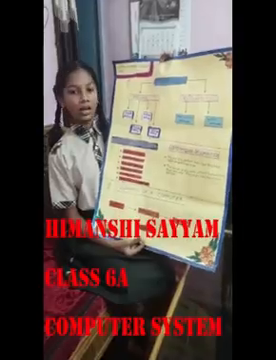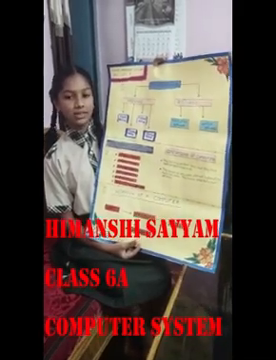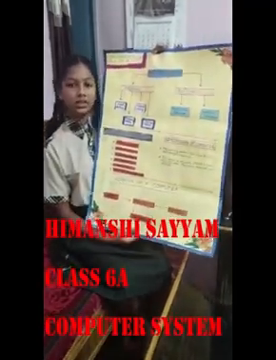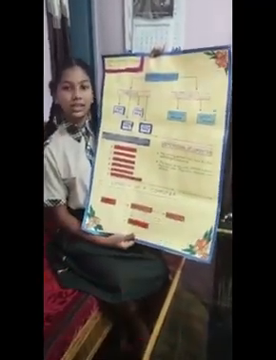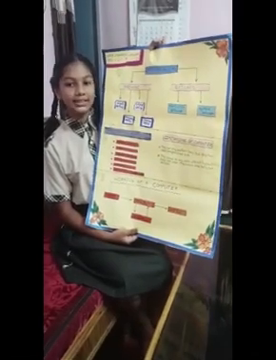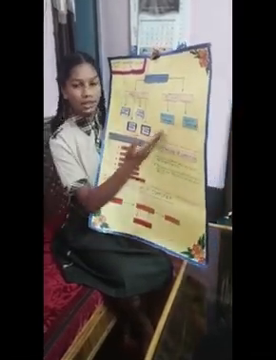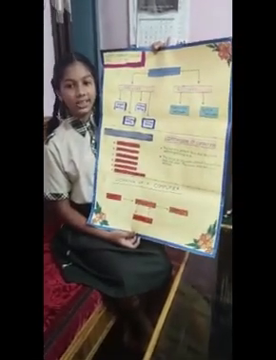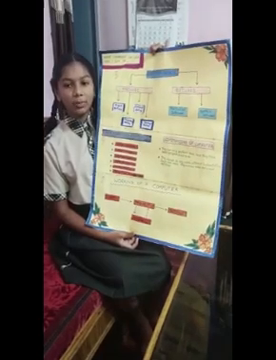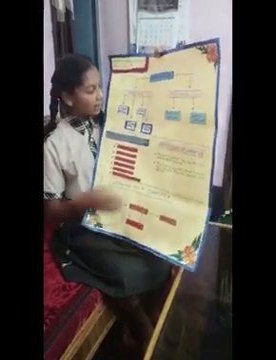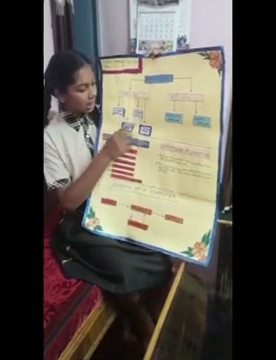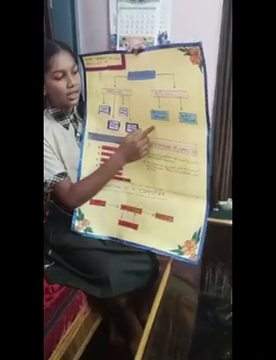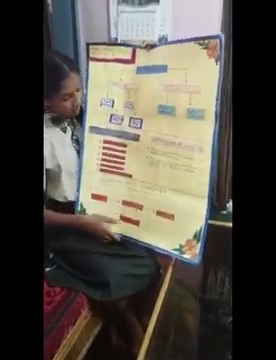Thank you. A computer system consists of two parts, hardware and software. Hardware consists of the physical parts such as keyboard, monitor, hard disk, etc. Software is a set of instructions that tell the computer what is to be performed. Hardware includes input devices, output devices, processing devices, storage devices. Software: application software, system software.